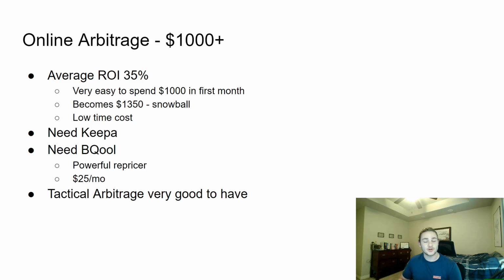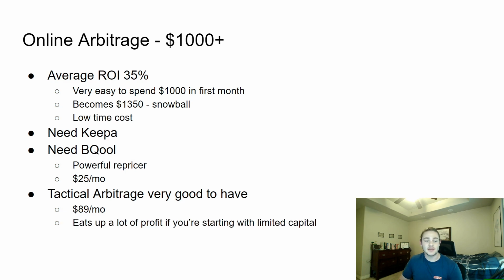Tactical Arbitrage is super good to have, but the subscription cost is $90 a month. So if you're only starting with $100 or $1,000, that's going to eat up 10% of that initial starting capital every month, a third of your ROI. So that $1,350 would become $1,250, and so on. It's going to limit your ability to snowball.